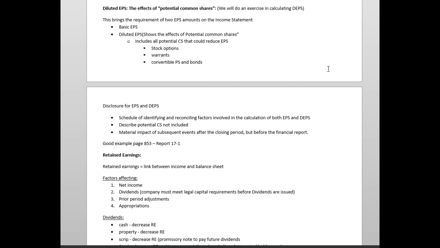Finally, we need to look at diluted EPS, or DEPS, which is the effects of potential common stocks. What that means is we may have options, we may have warrants, and we may have convertible preferred stock and bonds that can be converted at a moment's notice into common stock. So you have to add that into the equation as you're figuring out what the true EPS is. We're going to do an exercise in figuring diluted earnings per share.